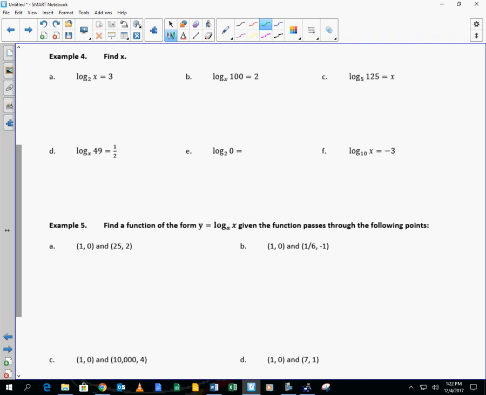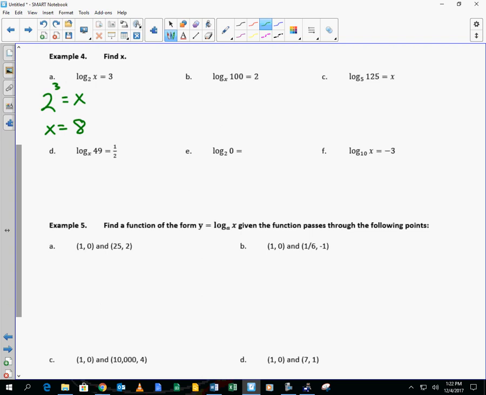All right, let's play around here a little bit and find x. Log base 2 of x is equal to 3. What do you think x is? That means 2 to what power? 2 to the 3rd power is equal to x. So what is x? 8.